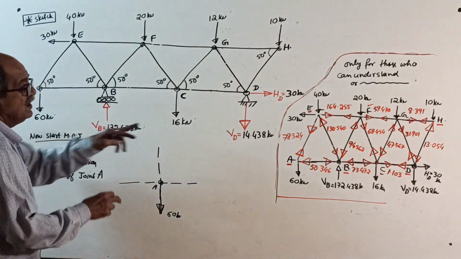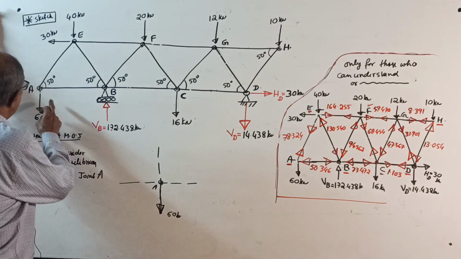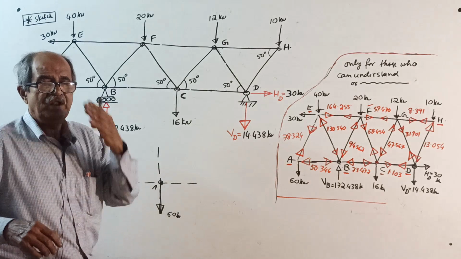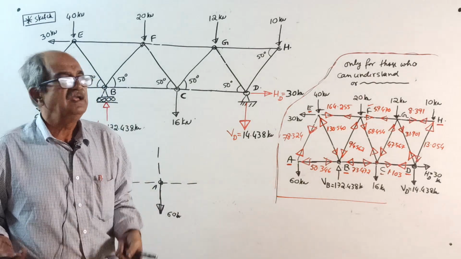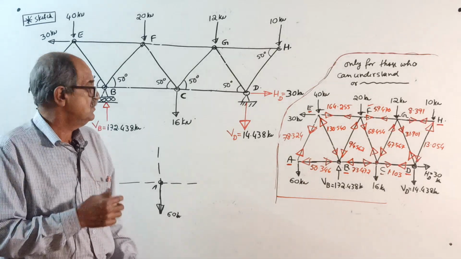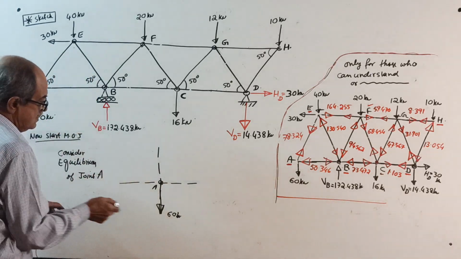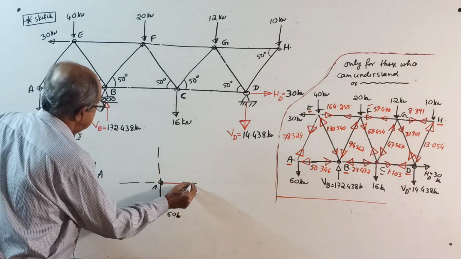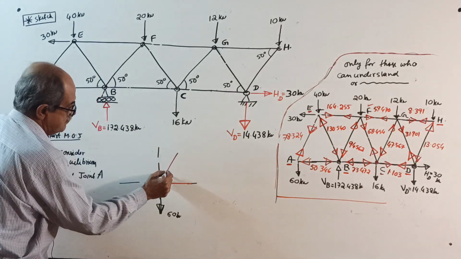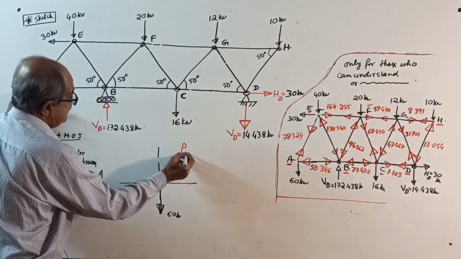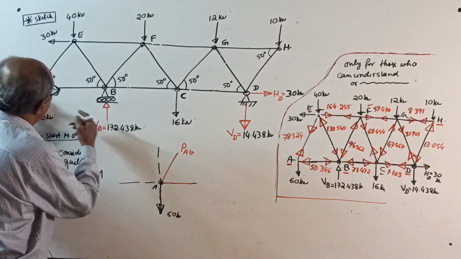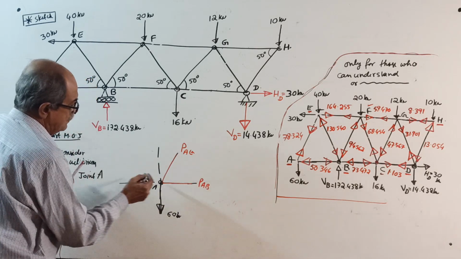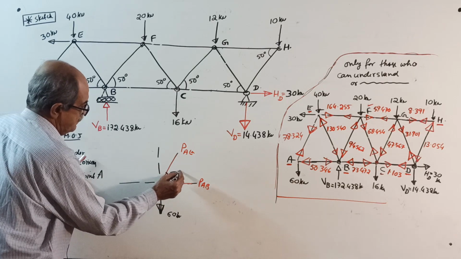Start method of joint. Consider equilibrium of A. I told you should start from a joint having not more than 2 unknowns. I explained so much. Now if you cannot solve, I am helpless. Start. Joint A, downward 60. Then see here, one unknown force here, one more unknown force here: force AE, force AB. The angle for the inclined force is 50 degrees.